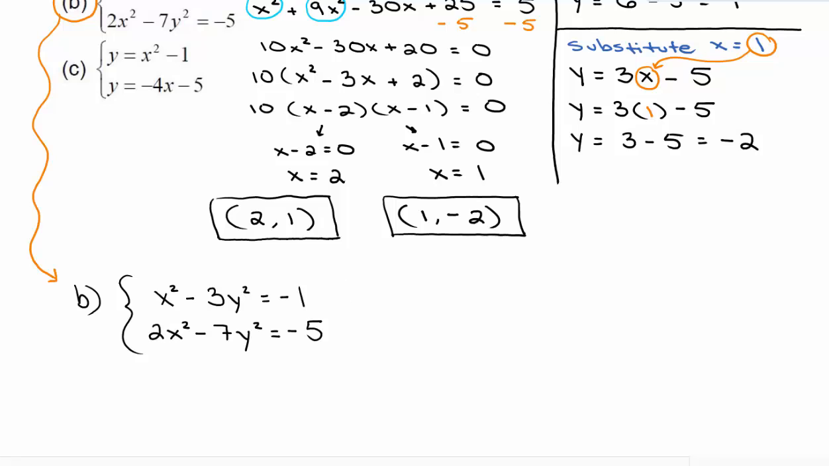Since the x's are squared on both of these equations, and the y's also happen to be squared, these work out nicely for elimination. These are like terms. I'm going to choose to cancel out the x's. In order for me to cancel out the x's, I'm going to have to multiply the top equation by a negative 2. So I'm going to go ahead and put some parentheses here.